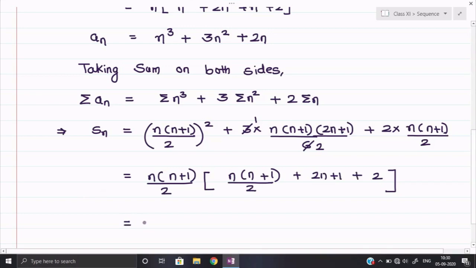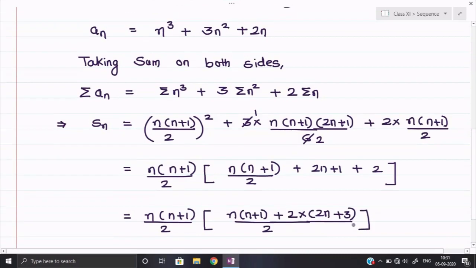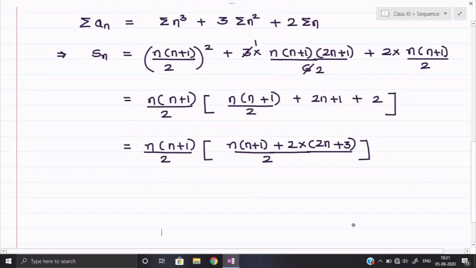So further little more we will simplify. n into n plus 1 upon 2 into the bracket. Here I will write down 2 as LCM. This will remain n into n plus 1 plus 2 into the bracket 2n plus 3, that we can say. Okay, because 2n plus 1 plus 2 became as 2n plus 3, and after taking the LCM 2 will multiply over there.